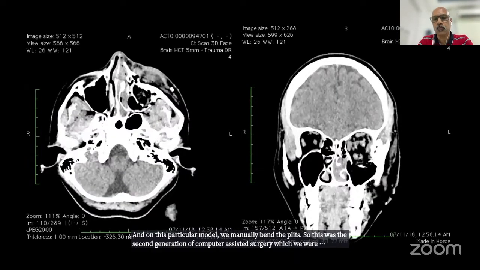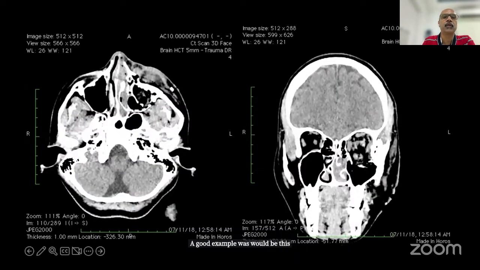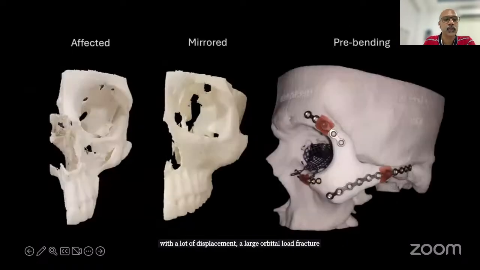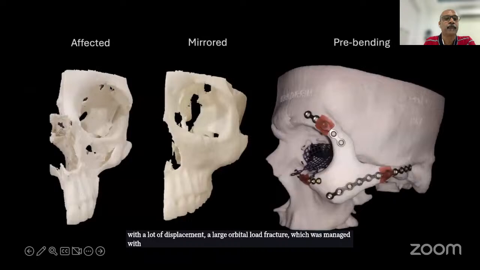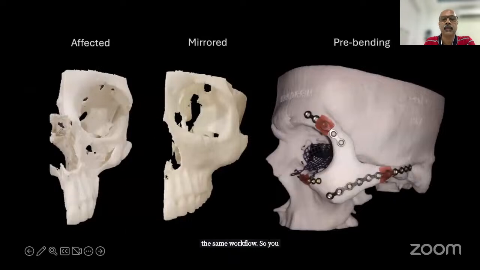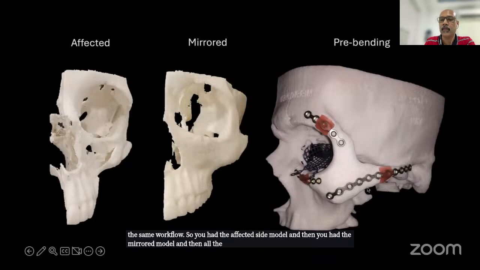A good example would be this, where you have a complex orbitozygomatic fracture with a lot of displacement and a large orbital blowout fracture, which was managed with the same workflow. So you had the affected side model, and then you had the mirrored model, and all the implants were pre-bent on the mirrored model, so that we could recreate the anatomy on the opposite side.